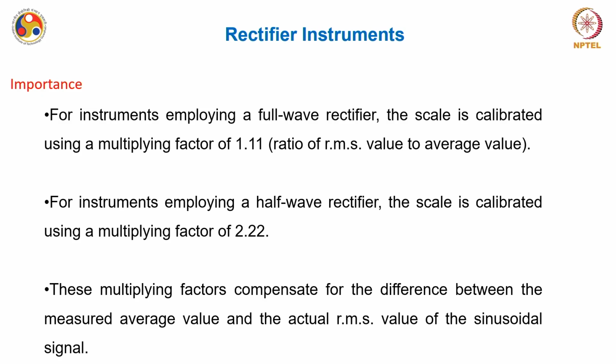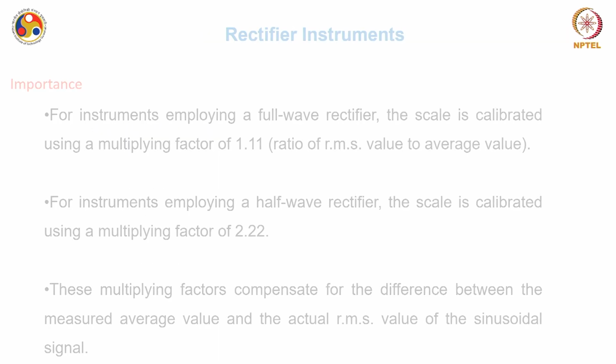Basically this multiplying factor is nothing but the value with which you multiply the actual scale of a rectifier instrument, and these multiplying factors compensate for the difference between the measured average value and the actual RMS value of the sinusoidal signals. That's how you compensate for these changes. So I think this is more than enough to understand a rectifier type of instrument.